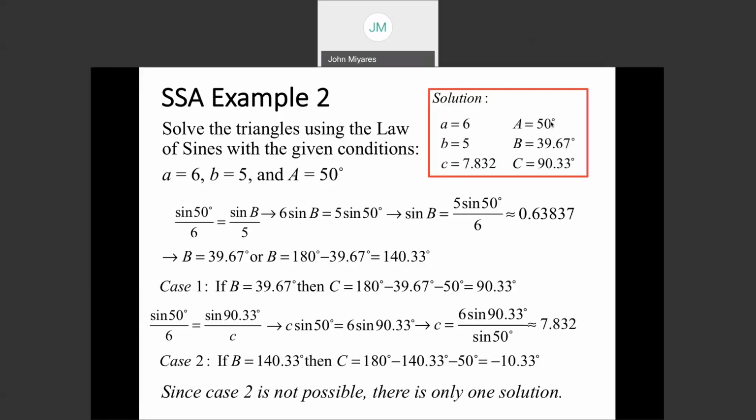In the previous example on the last slide, side B was actually larger than side A, which meant that angle B had to be bigger than angle A. We just didn't necessarily know how much bigger it could be, and that's what opened up the door to really having it be either acute or obtuse.